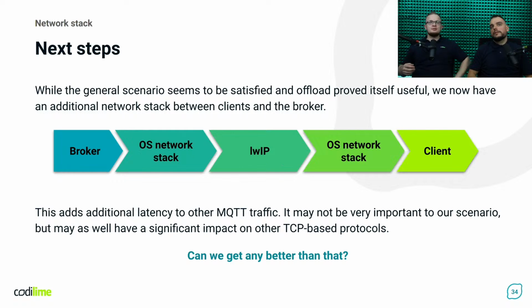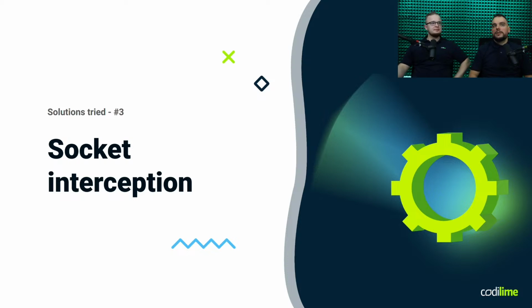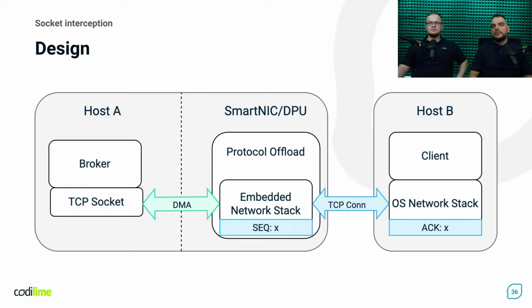Yeah. And we asked ourselves, can we get better than that? And it seems that indeed we could. We came up with a solution we called internally socket interception, and it was actually inspired in some way by the TCP offload engines that I mentioned previously. So in this case, we focused on removing the TCP connection between the broker and the protocol offload, and instead we want to somehow expose the network stack we have already embedded in our protocol offload.